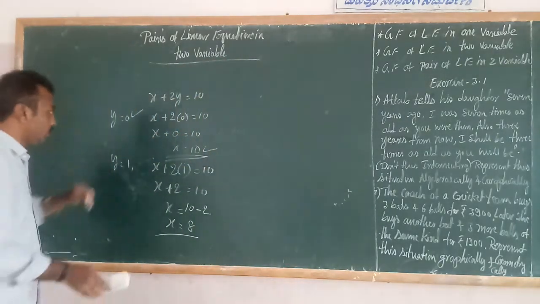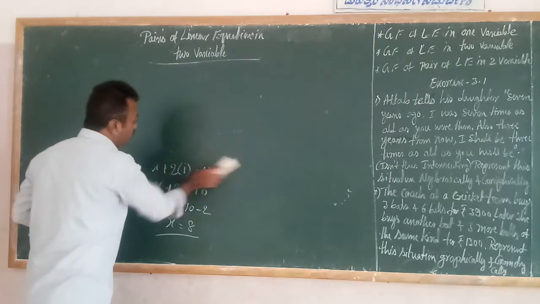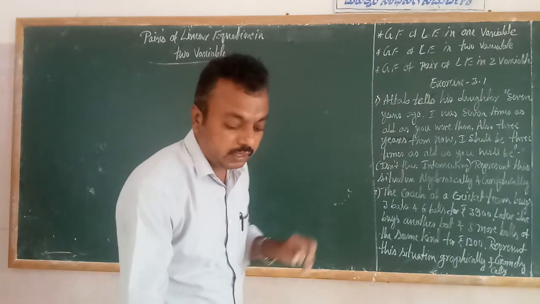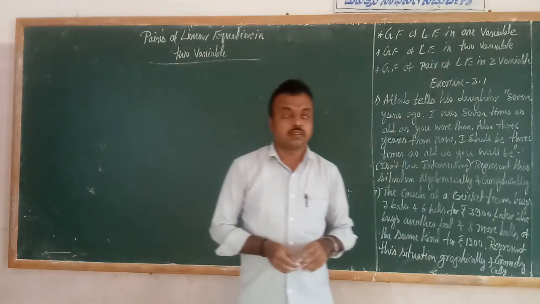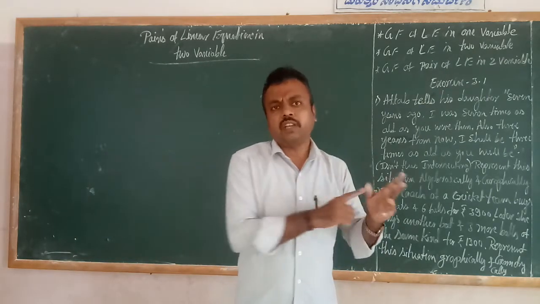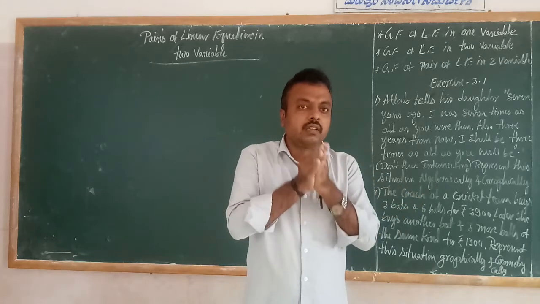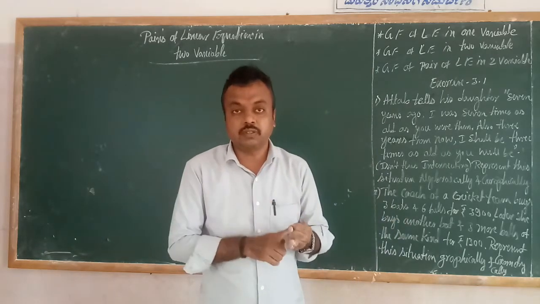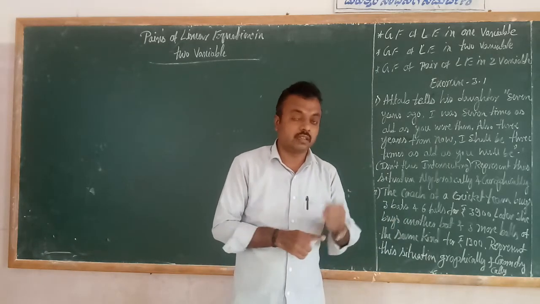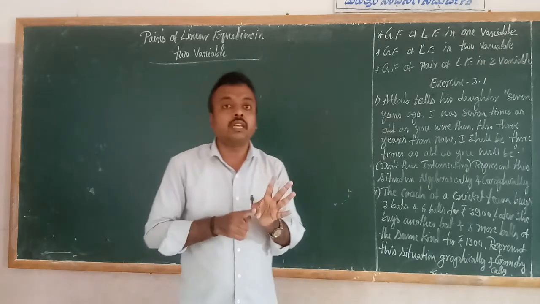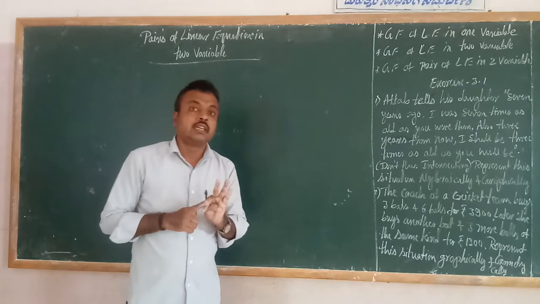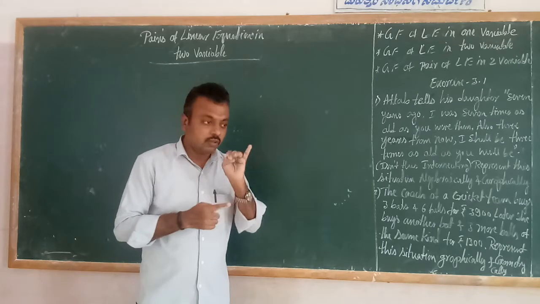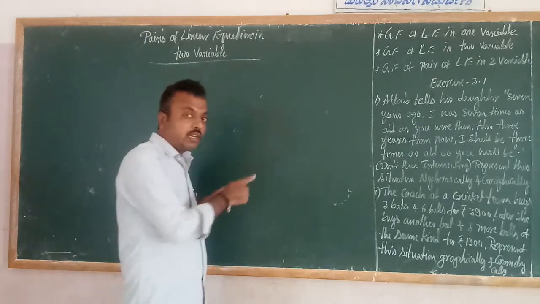Next, this year we are studying pairs of linear equations in two variables. In that there are four methods. One is the graphical method, which represents the equations on a graph sheet. Second is the substitution method, then the elimination method, and the cross multiplication method. These are the methods of solving a pair of linear equations.